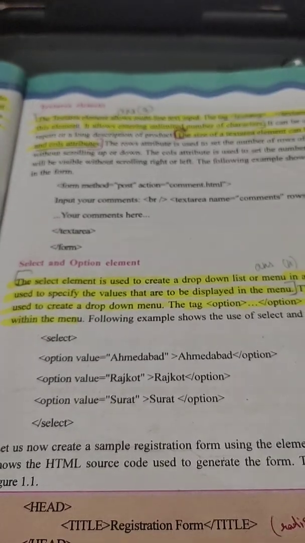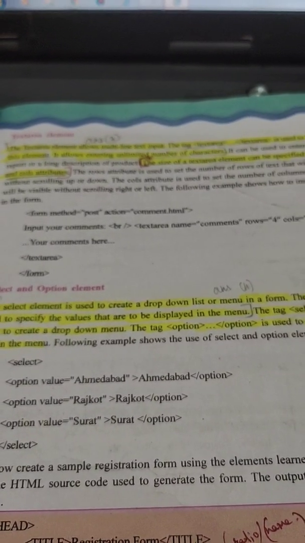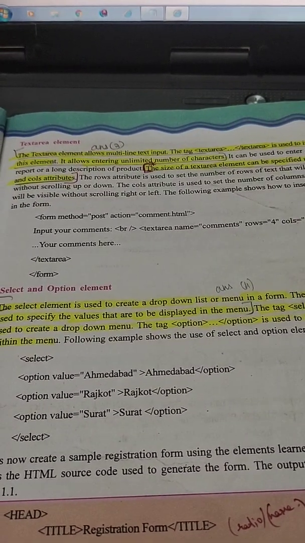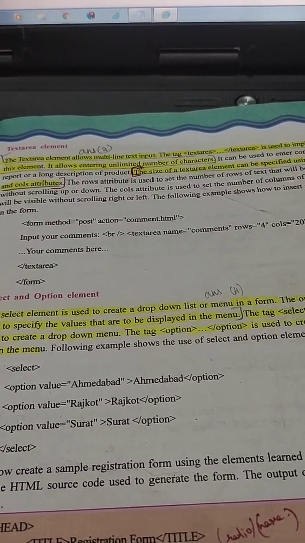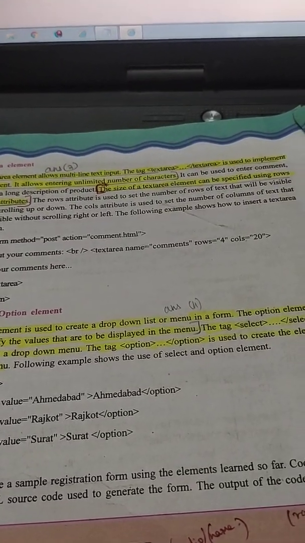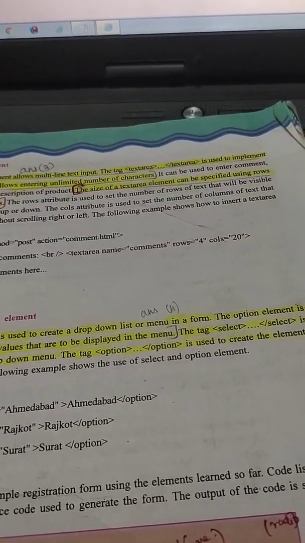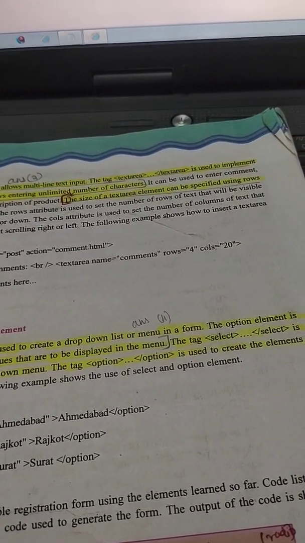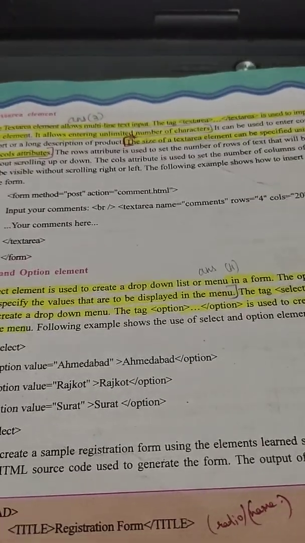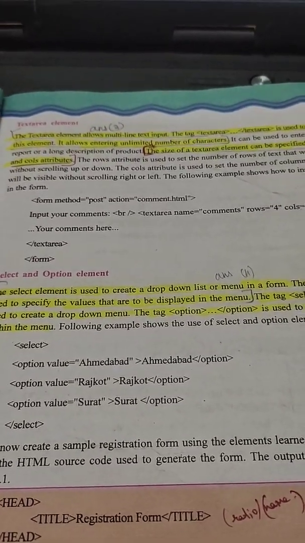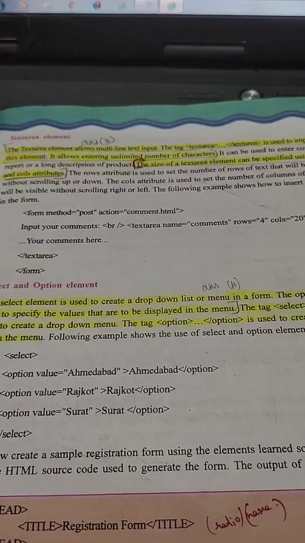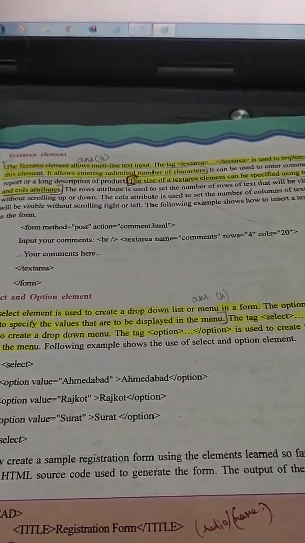The select element is used to create a drop down list or menu in a form. The option element is used to specify the values that are to be selected in the menu. The tag select and select close is used to create a drop down menu. Everything in HTML has an opening, a closing, and lastly we have to close the element. Got it?